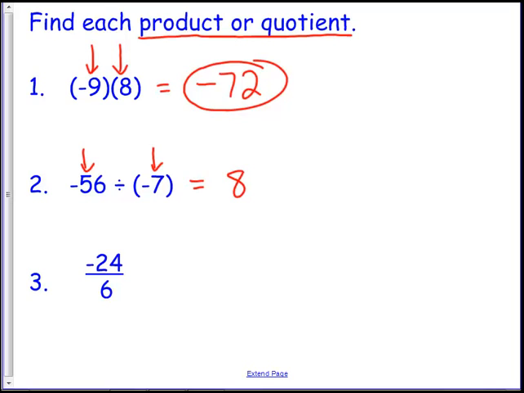Compare this to number 3. Again, division, but in this case, they have different signs. I have a negative divided by a positive, and it's not so much the order that matters. What matters is they have different signs. If they have different signs, my answer is going to be negative. And 24 divided by 6 gives me 4, so my answer is negative 4. For the first 3, that takes care of you.